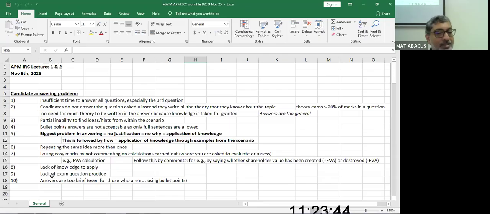Lack of exam question practice. People don't have time now. Answers are too brief, even for those who are not using bullet points. So even one paragraph is 1 line. They're not using bullet points, but they give us 1 line paragraphs, which are not going to be very useful. Okay, so these are the problems.